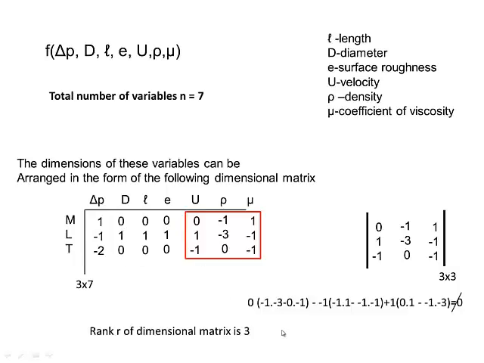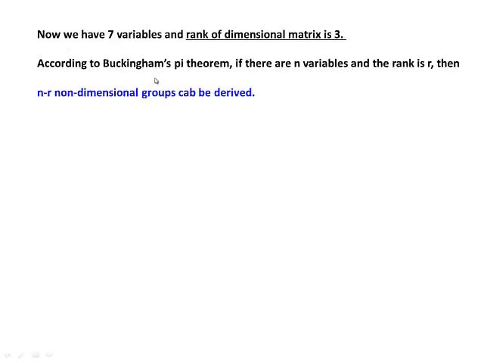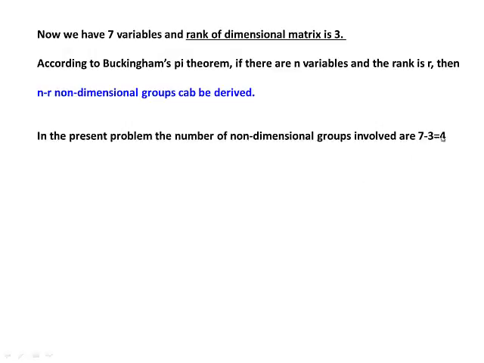Now for the present problem, the rank of the dimensional matrix is 3 and the number of variables involved is 7. According to Buckingham's Pi theorem, if there are n variables and the rank of the dimensional matrix is r, then we can derive n minus r non-dimensional groups. Therefore, we can derive 4 non-dimensional groups or pi groups in this problem.